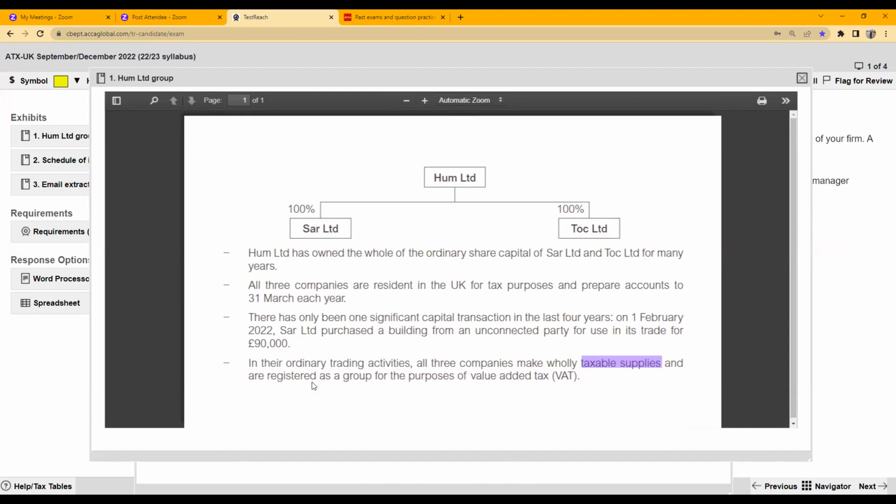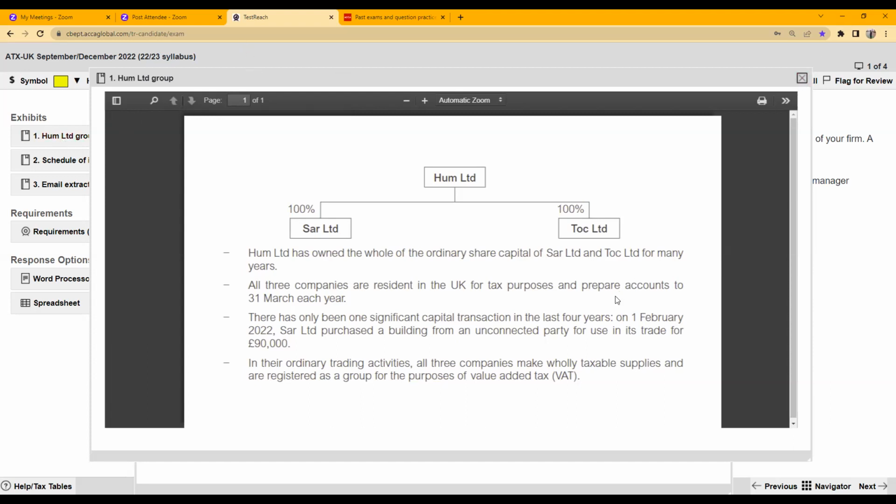And one more important point, the 3 companies are registered as a group for VAT purposes. It means for VAT purposes, these 3 companies are treated as a single company for VAT purposes only. So that is the basic background of Hum Limited Group.